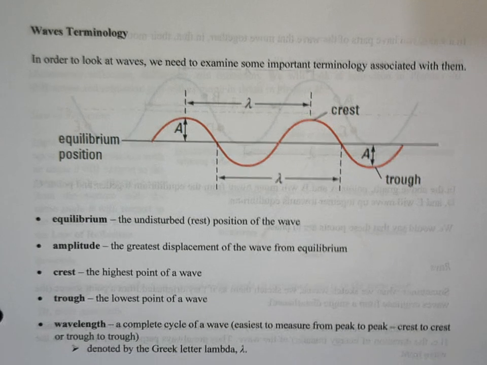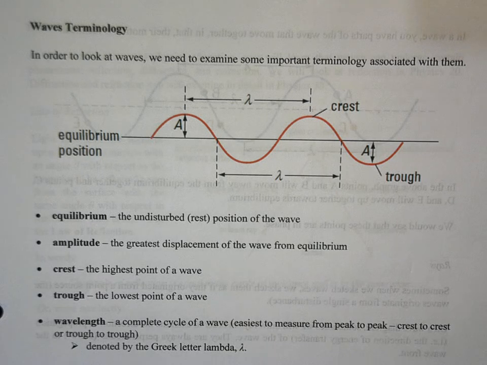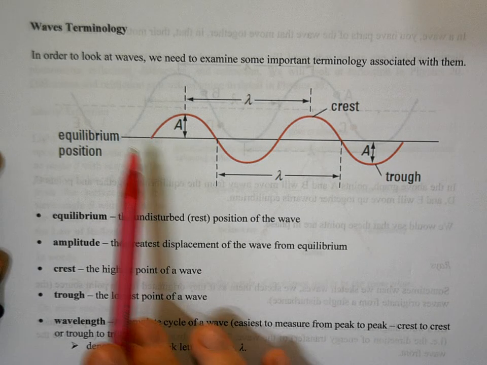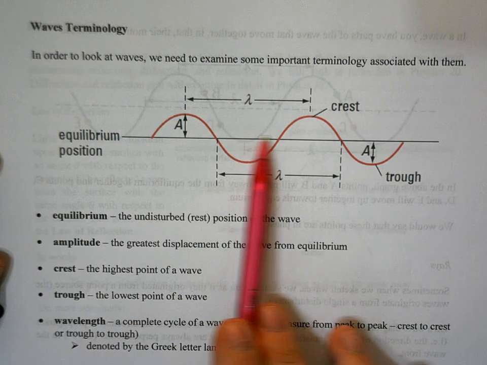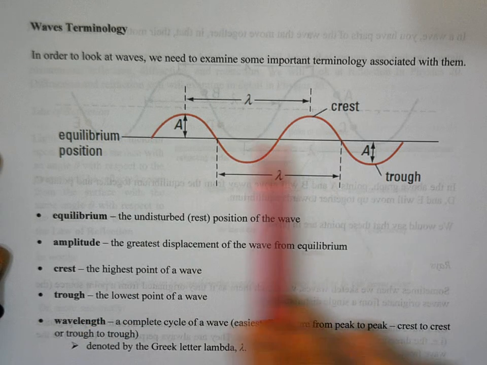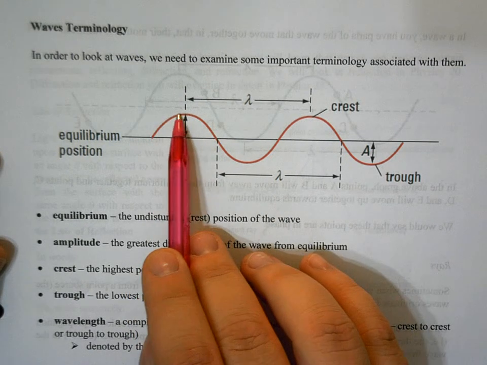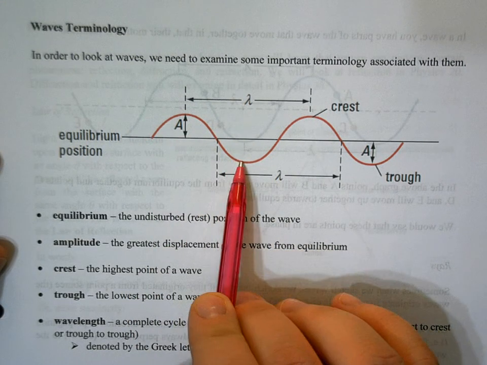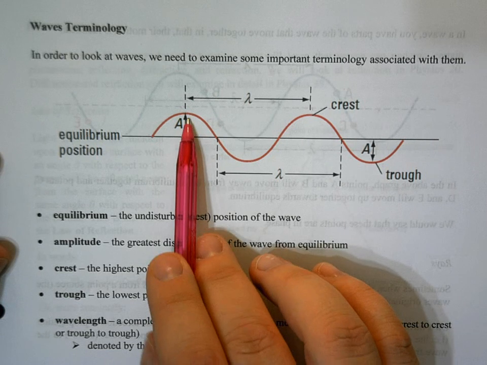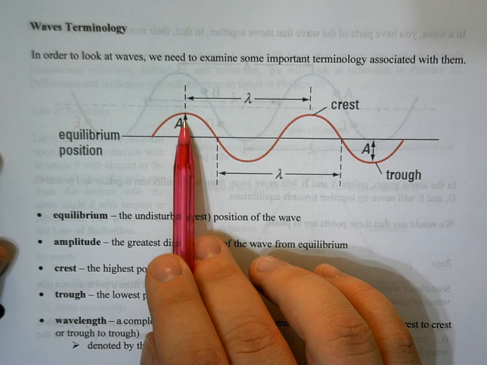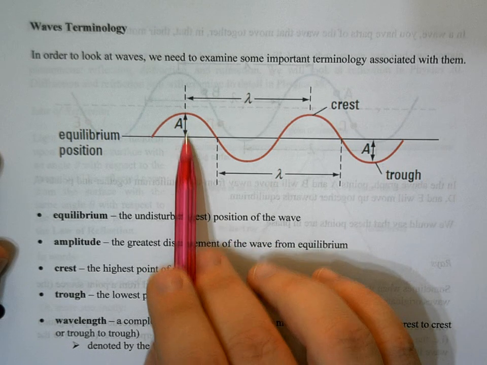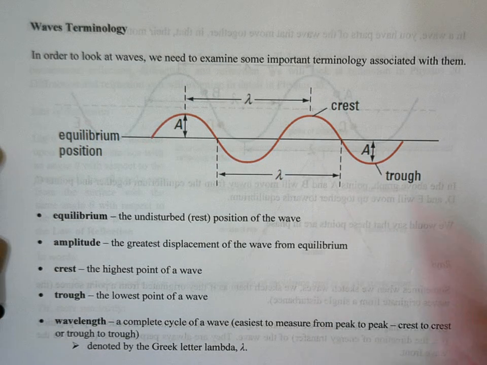So when we're looking at waves, we do have some terminology we want to throw in. The important ones: equilibrium is our undisturbed resting position of the wave. Then we have our amplitude, which is the greatest displacement from equilibrium. This hasn't changed from simple harmonic motion. So we have this wave here, it's displaced from equilibrium, comes back down. This is our greatest displacement from equilibrium, so this is what we refer to as our amplitude. And we can look at either above or below the equilibrium, it doesn't matter.